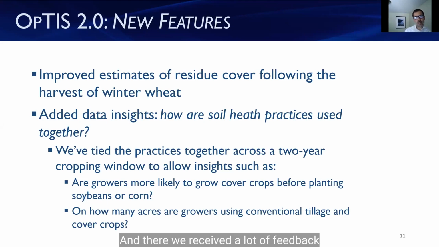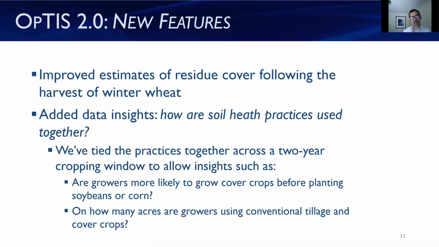And there, we received a lot of feedback after our initial release. I think stakeholders were asking for a wider view into how soil health practices are used in combination. Questions like, how often are cover crops planted into corn residue? How often is no-till done before the planting of soybeans? How many acres are in no-till with cover crops? Questions like this that extend across different management types. And in this release, we've provided summaries of acres across the practices applied from summer crop through to the next season's summer crop. And so next slide, please.